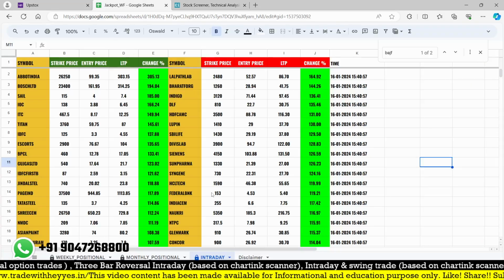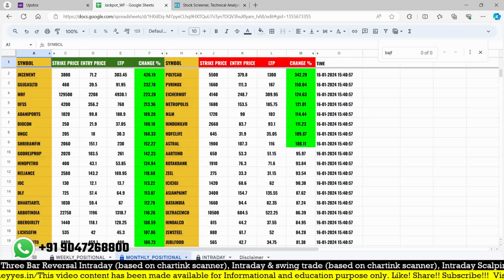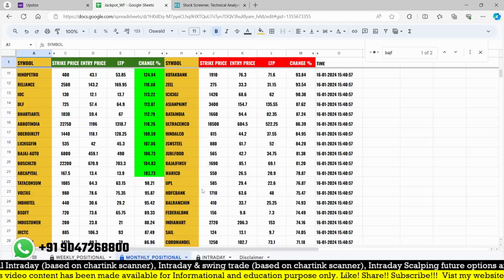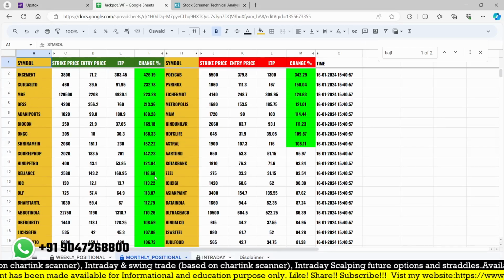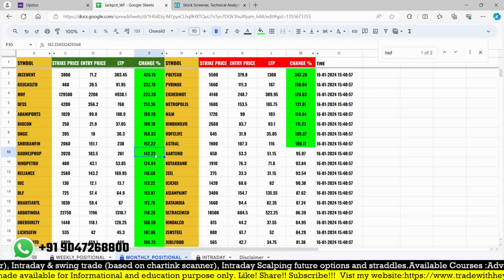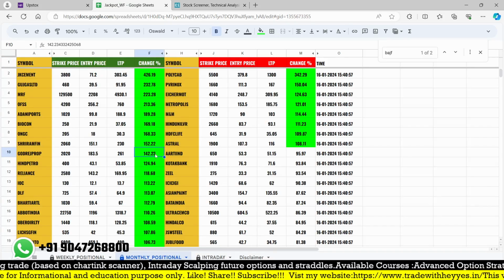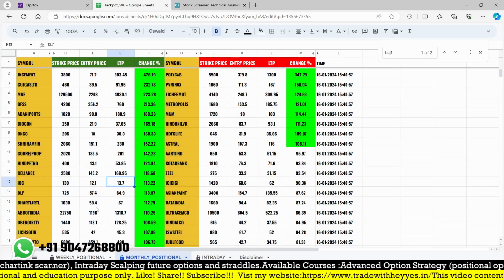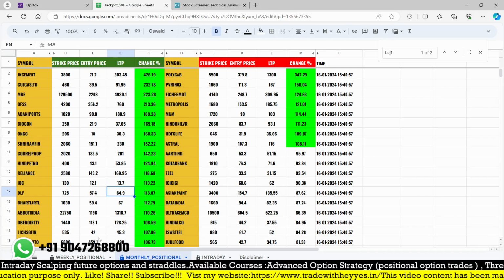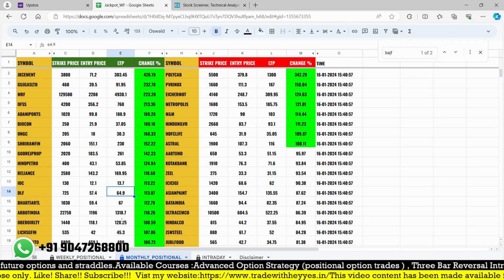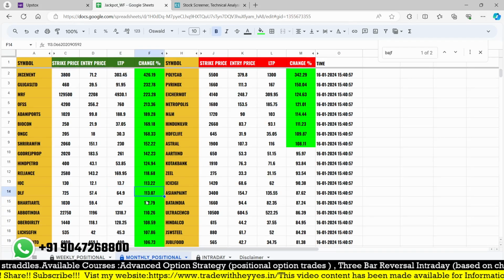And monthly positional is also good. Almost 21 stocks triggered. From this, almost some 10 stocks gave more than 10%. In this case, IOC triggered today, and DLF had already triggered and now it is down. Nearby target, I think it has achieved the target.